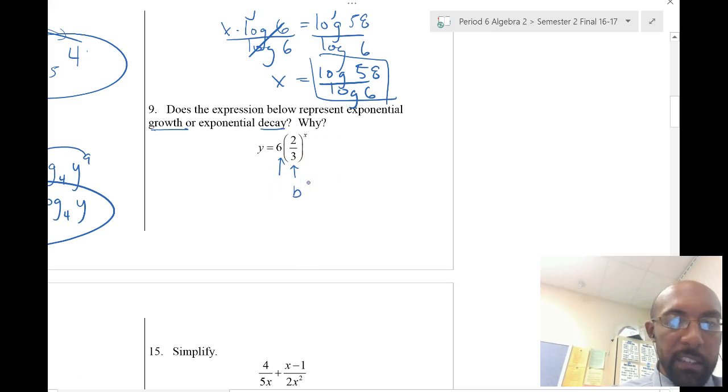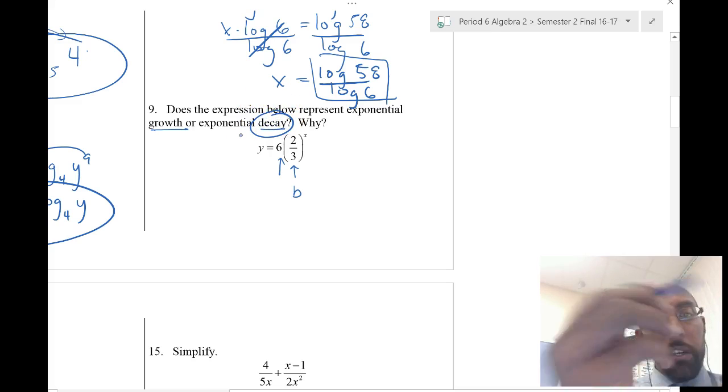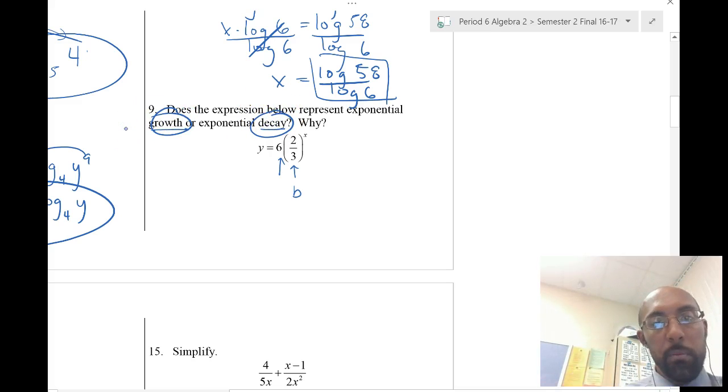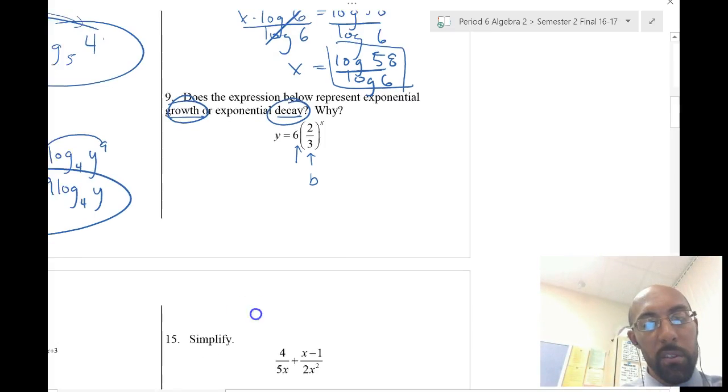Simply, if it's less than 1, and remember, it could be a fraction that's bigger than 1, so we have to pay attention, because if it was 3 over 2, that's bigger than 1. If it's less than 1, it's going to be decay. And if it's bigger than 1, it's growth. So simply, if it's smaller, it's decay. If it's bigger, it's growth. So that's really all you need to know there.